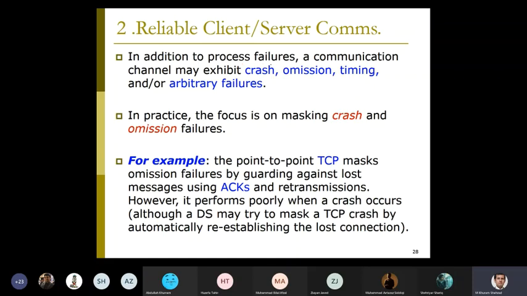In addition to process failures, a communication channel may exhibit crash, omission, timing, arbitrary failures, ٹھیک ہے. یہ ہم سب دیکھیں گے. crash بھی سسٹم ہو سکتا ہے.